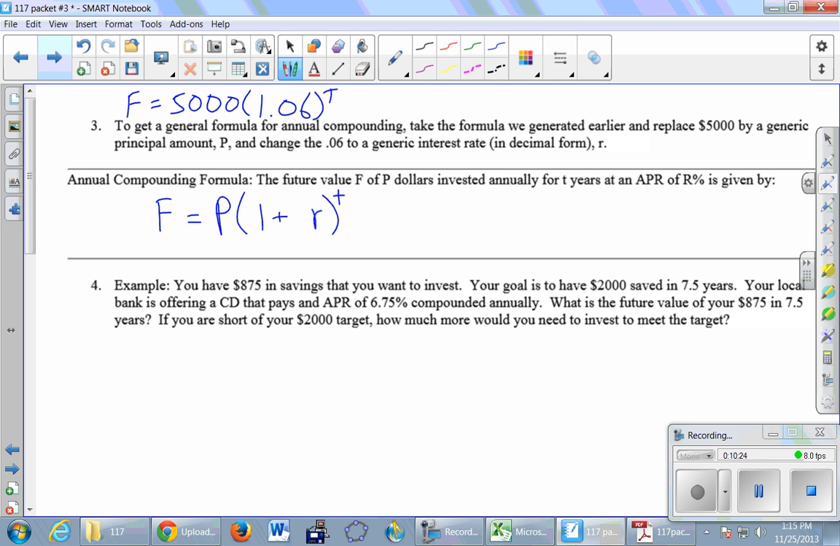And I just want to highlight this word right here, annual. That's if you get interest once a year, annual compounding.